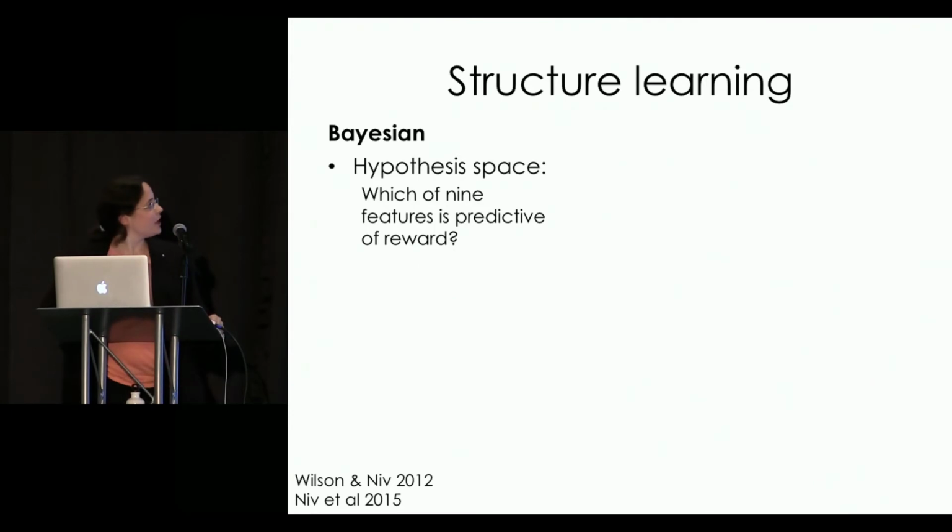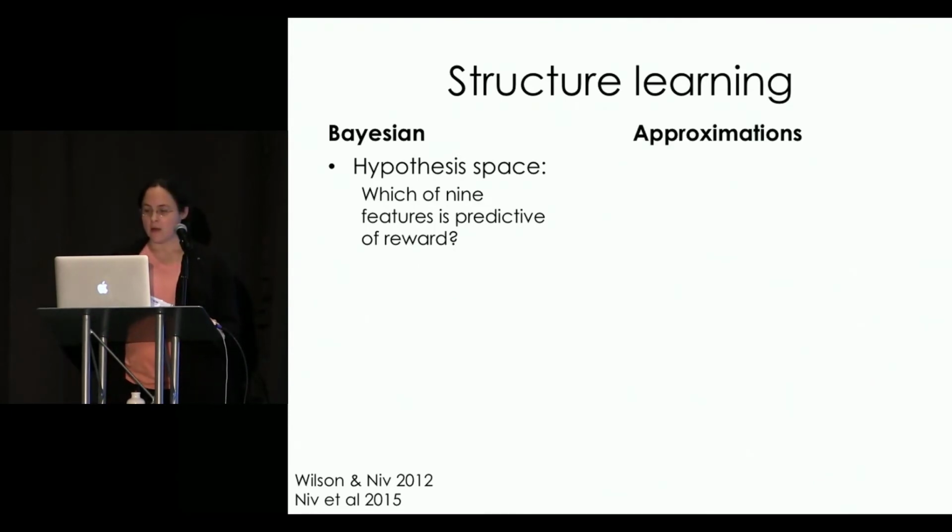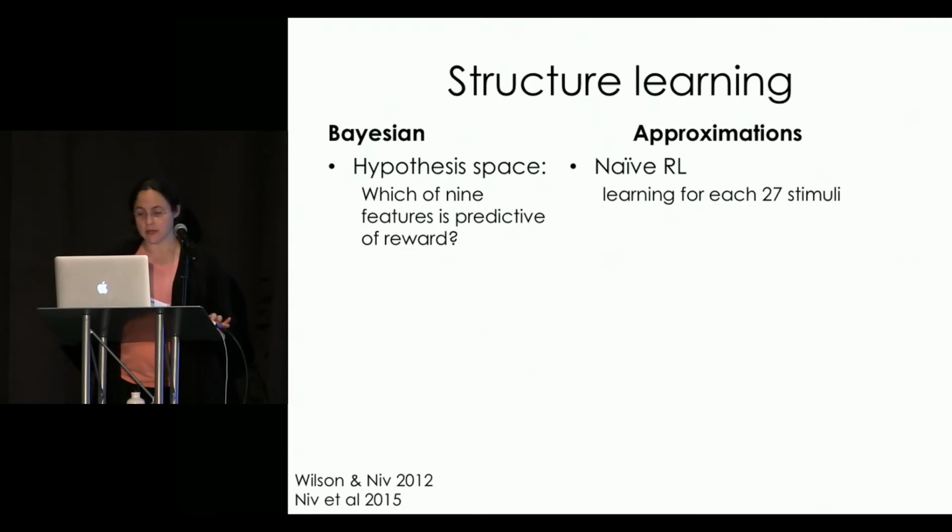They also proposed approximations of this process. So the most naive one is to perform naive reinforcement learning over the full state of stimuli. In this case, there are 27 possible different stimuli, 3 colors by 3 shapes by 3 textures. Okay, so you could just represent the value of each item individually, not make use at all of the fact that there are potentially shared information, and see how this performs.